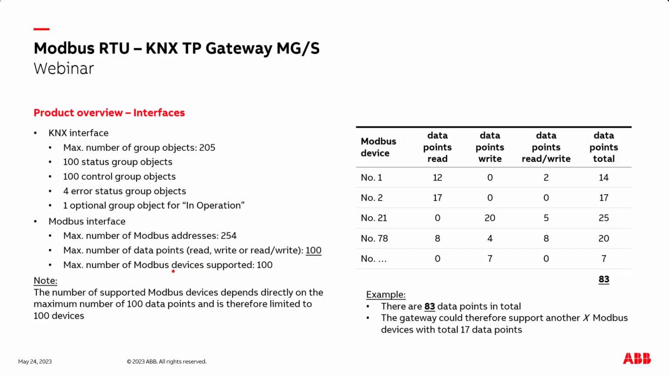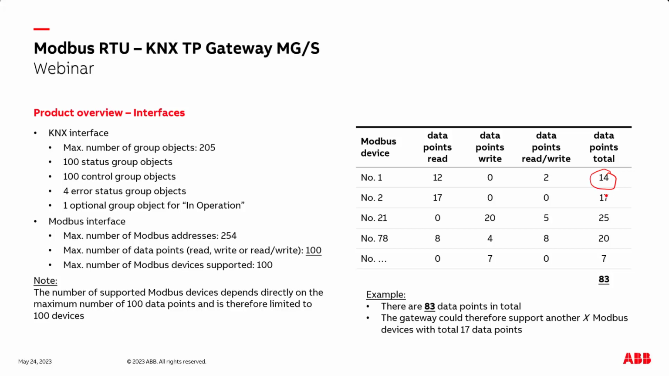So the maximum number of supported devices is of course 100, but the real maximum number of supported devices depends on our data points. Remember, we have a maximum of 100 of these data points. On the right side you can see an example. I have several Modbus devices, like here one with the address number 1. In device number 1, in my example, I used 12 data points for reading, none for write, but 2 for read-write. So in my Modbus device with address number 1, I used 14 of these data points.